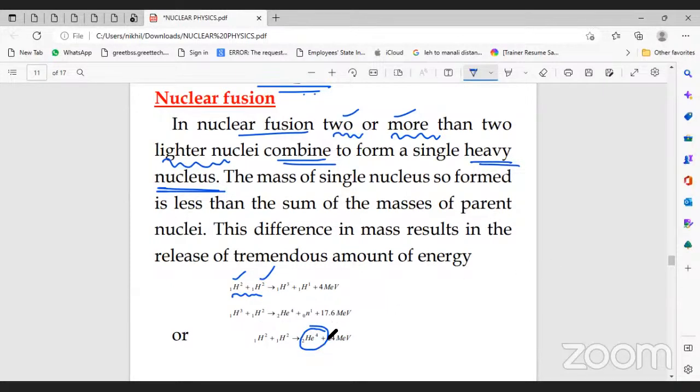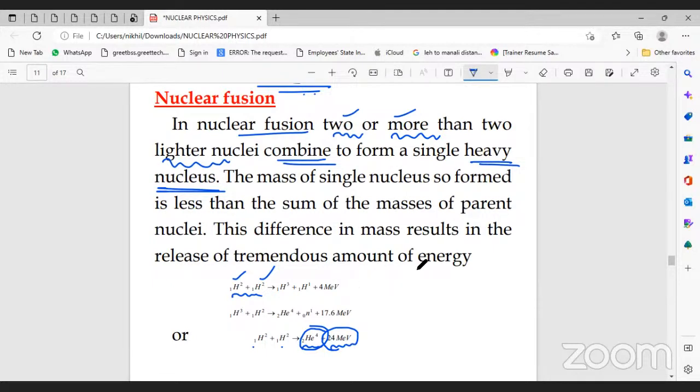The helium nucleus formed when the two deuterium nuclei combine is what we call nuclear fusion. But please remember, this nuclear fusion reaction releases an energy of about 24 mega electron volt. What is the energy released in the nuclear fusion reaction? 24 mega electron volt. But what is the energy produced in the nuclear fission reaction? In nuclear fission, the amount of energy released is 200 mega electron volt.